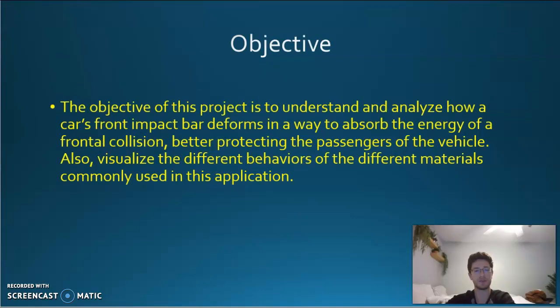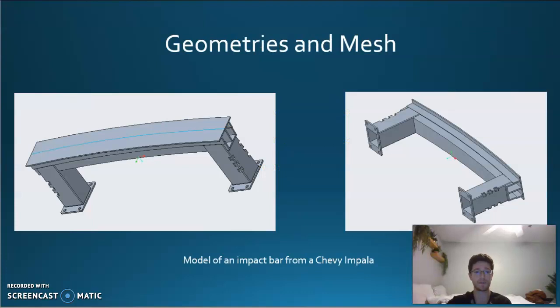The main objective of this project is to understand and analyze how a car's front impact bar deforms in a way to absorb the energy of a frontal collision, which better protects the passengers of the vehicle, and also to visualize the different behaviors of the different materials that are commonly used in this application.